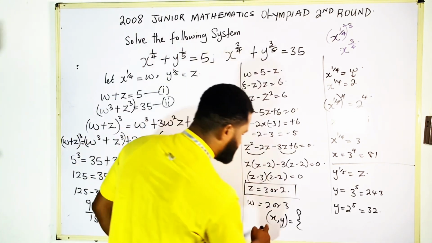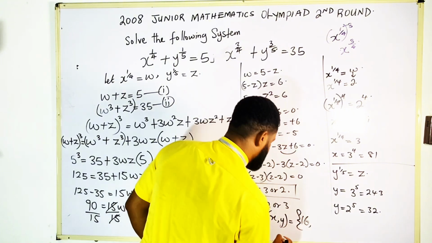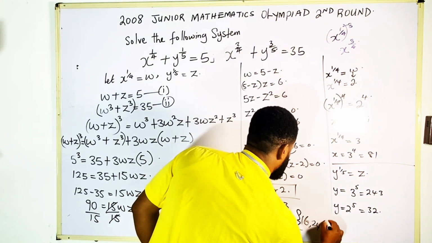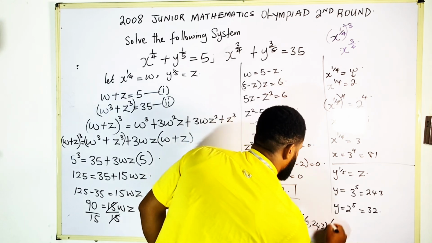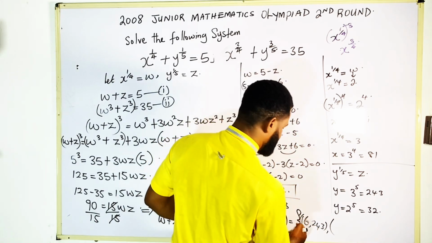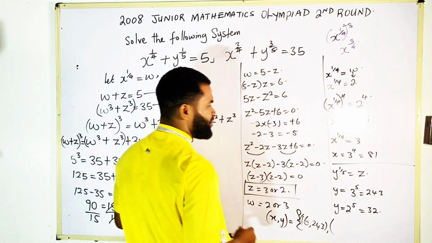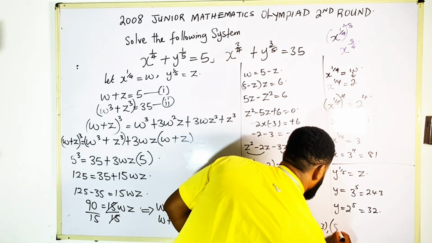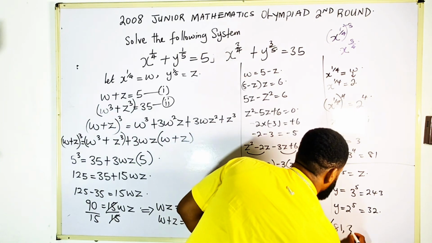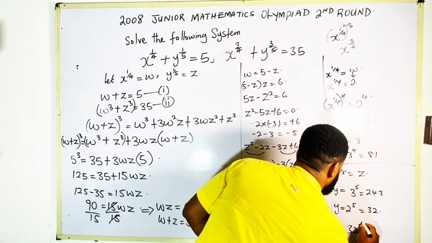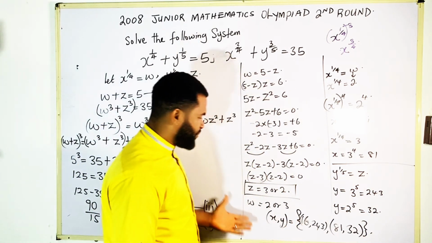Alright, so x is going to be 16, and y is going to be 243. Then another value, because this is x and y, another x is 81, and y is going to be 32. So these are the solution sets. These are the values for x and y.